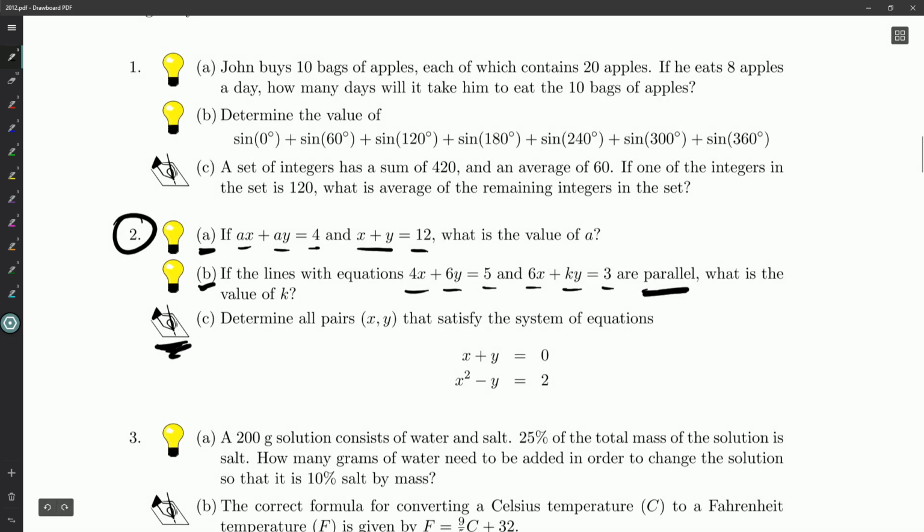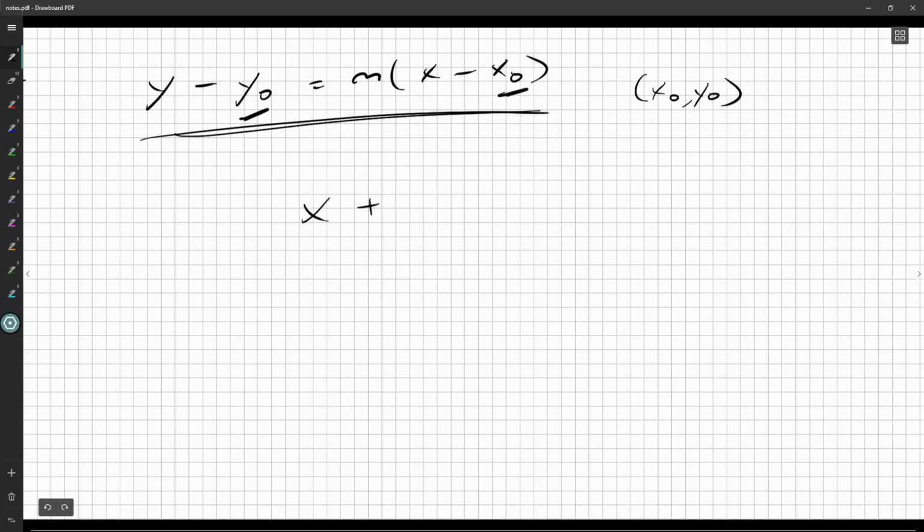Let's look at 2c. Determine all pairs x and y that satisfy the following system. X plus y is 0, x squared minus y is 2. And remember, we've got to show our work. Okay. So I've got these two nice expressions here. Now, what can we do? Well, the first one, I can bring the y over to the other side and see that x is minus y, or y is minus x. Either way is fine.